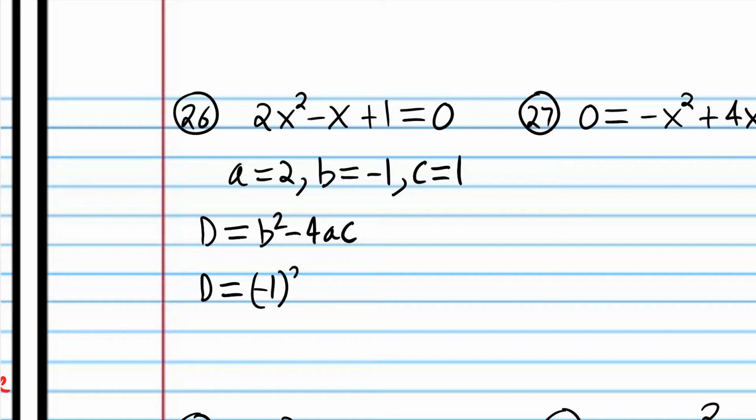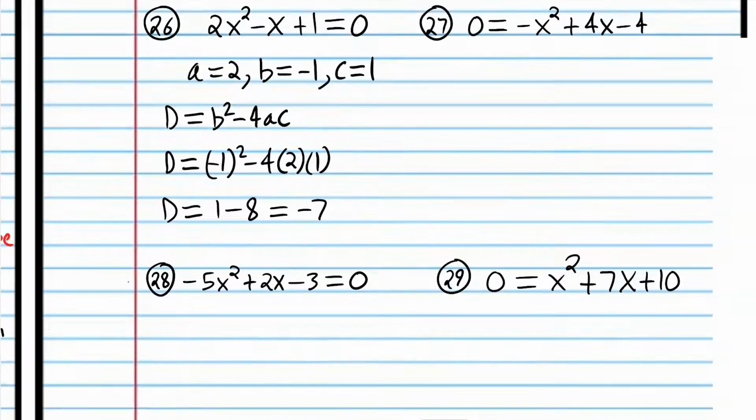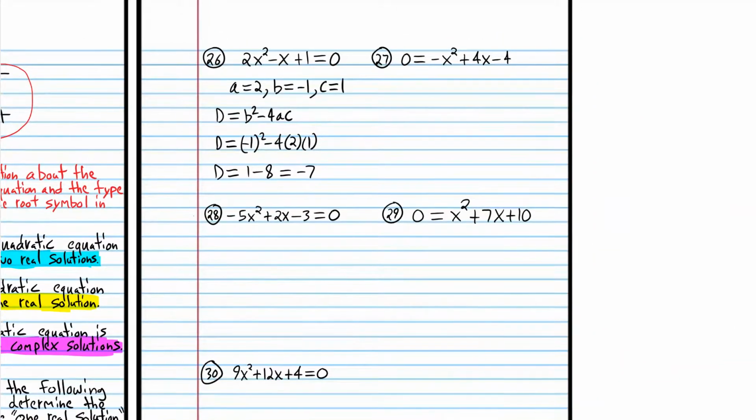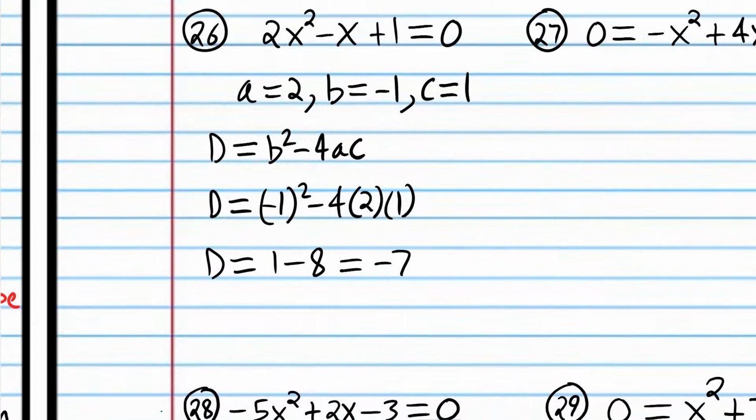So we have -1 squared minus 4 times a times c. And remember, it's not -1 squared without parentheses. You need those parentheses. And d is going to be equal to 1 minus 4 times 2 is -8. -8 times 1 is -8. And you can see we have -7. So our answer was negative, and therefore we have two complex solutions. There's going to be two complex solutions to this quadratic, and I'm just going to bring that down there.